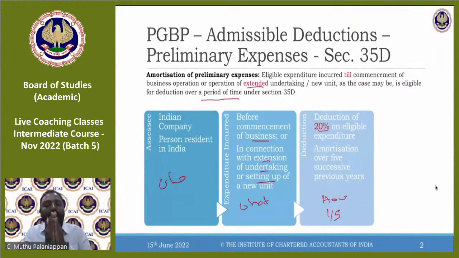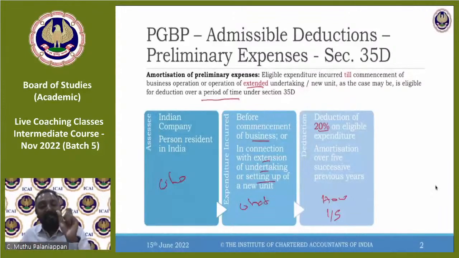Now, what does 35D say? For whom is it eligible? For an assessee who is an Indian company or a person who is resident in India. What is the expenditure allowed? Any expenditure incurred before commencement of business or before the commencement of that undertaking, that extension or the new unit or whatever it is. And how much is eligible? 1/5 over a period of 5 years. So each year you claim 20%, beginning with the year of commencement.